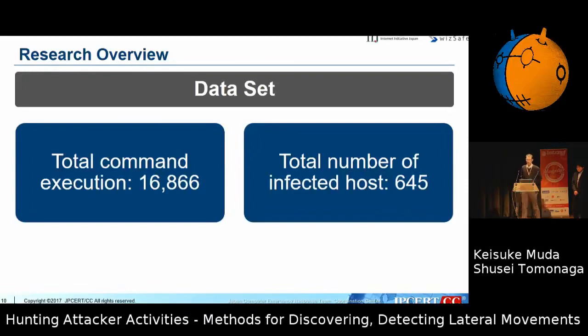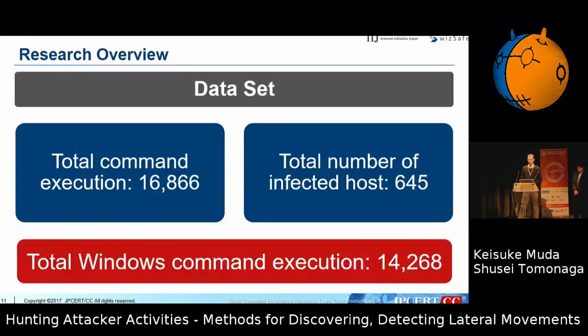We examined the commands executed by the attacker from the C&C server. Total commands executed is 60,866. As a result of analyzing the collected commands, I found an interesting fact. We found that 84% of the commands executed by the attacker are Windows commands. There are many control commands for malware, but the attacker tends to use Windows commands.